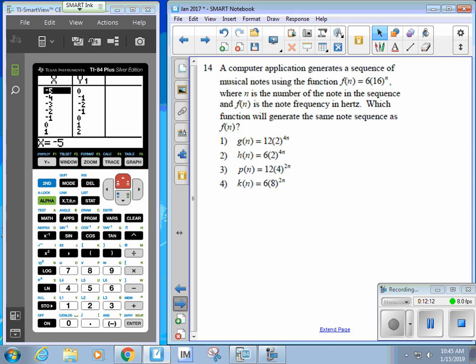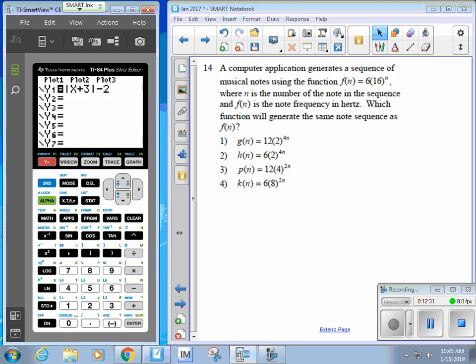Number 14 says a computer application generates a sequence, and they give you a function where n is the number of the note in the sequence, and so on. They said which function will generate the same note sequence. In other words, which function is the same? So what we should definitely do is do this in the calculator, and don't worry about all of your exponent rules or anything. If I'm asking which one is the same, then I'm asking which one's going to give me the same graph or the same table.